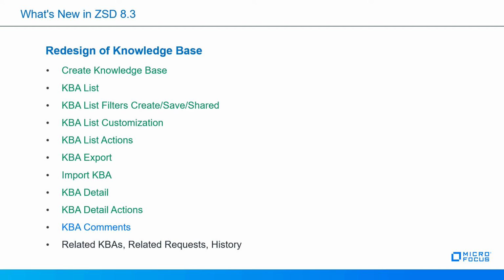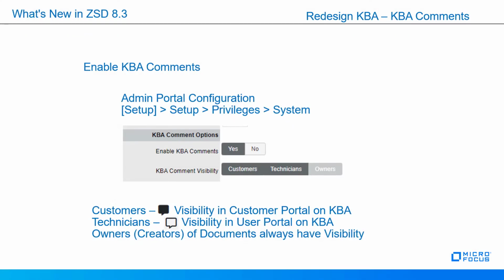Let's see how to enable the knowledge base article comments. In the Setup or Administration console, you can go to the Setup Privileges and the System tab to see the Kba comment options. Owners can always see comments in their created documents. When enabled for customers, they will see the comments icon in the Kba documents when viewed from the customer portal. When enabled for the technician, they will see the comment icon in the Kba documents when viewed from the technician portal.